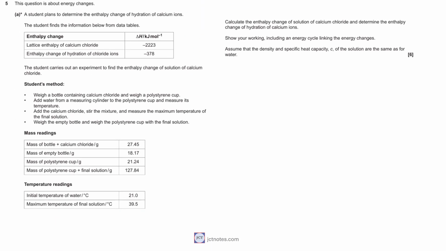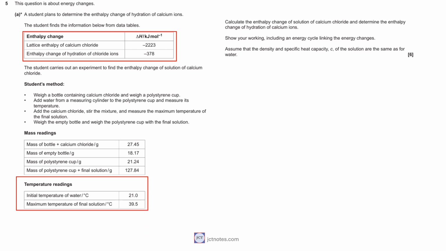Question 5 is about energy changes. A student plans to determine the enthalpy change of hydration of calcium ions. We are given the lattice enthalpy of calcium chloride and the enthalpy change of hydration of chloride ions in a table. We are provided with the method that the student follows. We can summarize the method saying that the student measures the maximum increase in temperature of water when calcium chloride is added.